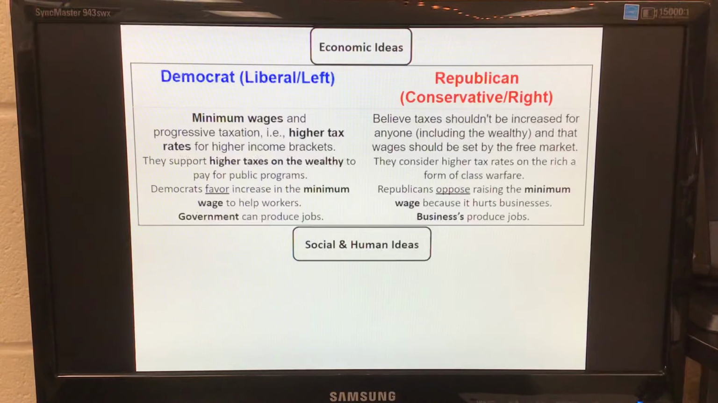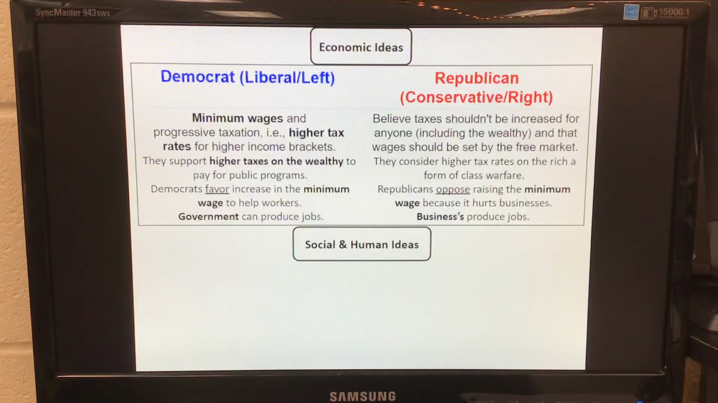It may mean that they have to lay people off because they can't pay as many workers, or if they keep their workers, they're going to have to increase their prices, which hurts the consumer because it's harder to buy their products. They may not sell as much, okay? The Republicans are looking at it more from a business aspect.